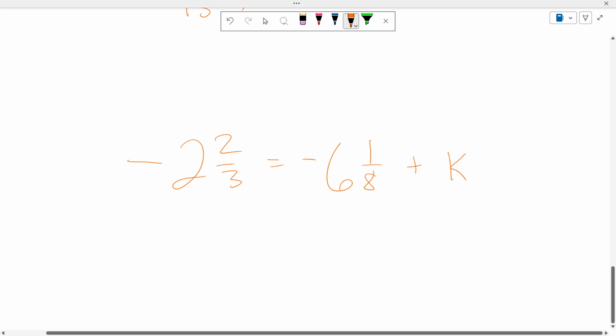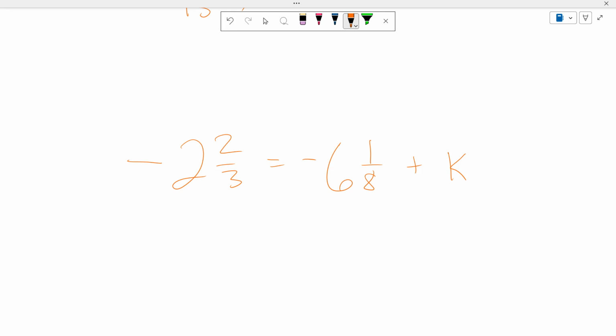How would I get k alone? Answer yourself, Blake. How do I get k alone? Ben, what do you think? How would I get k alone? Plus negative 2 2/3. Actually, I want to get k alone. I don't want to move things just from the left to the right. I want to get k by itself.